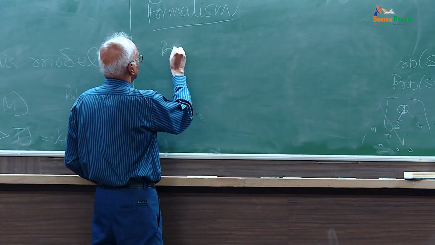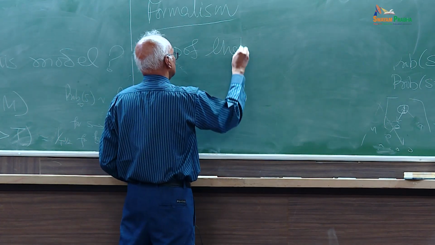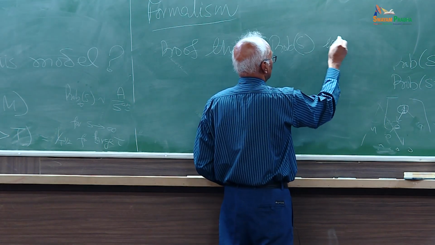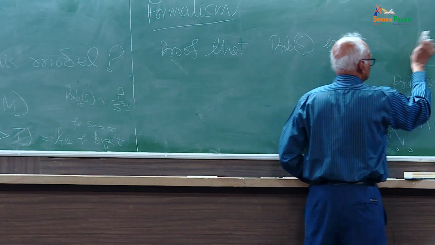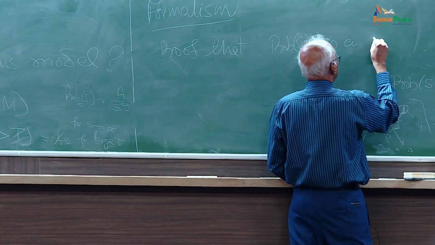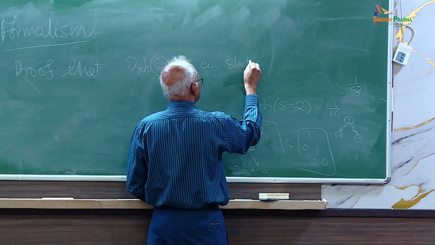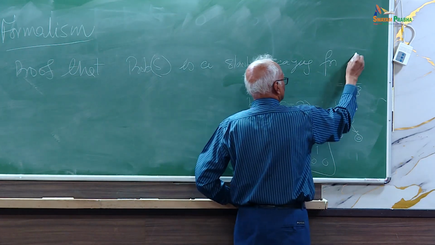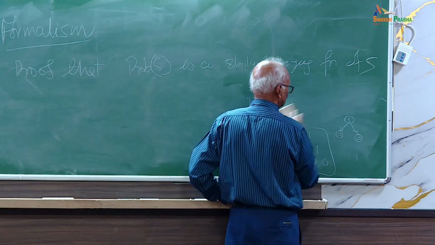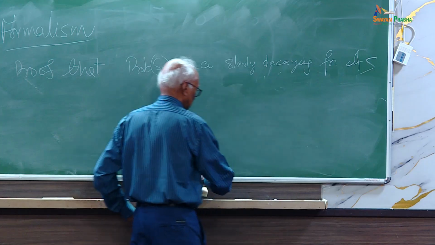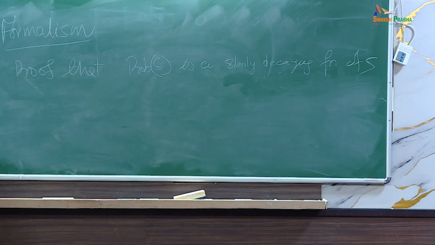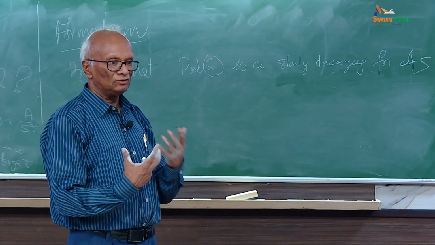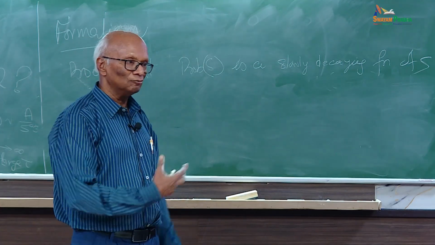So, proof that the probability of S is a slowly decaying function. So slowly decaying function means it's a power law. Okay? So can we prove this from direct, simple arguments?